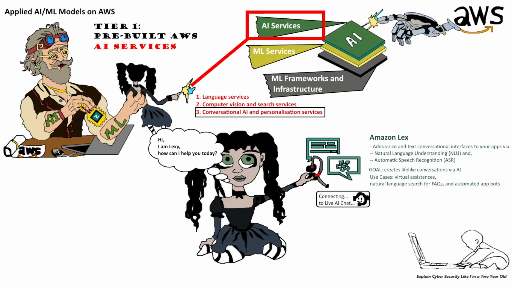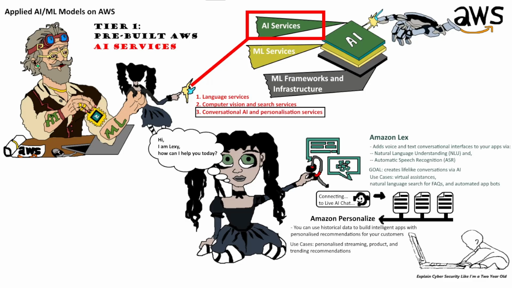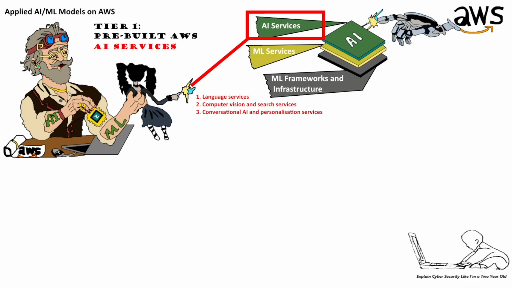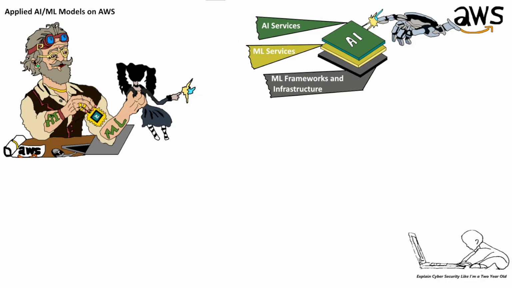And once these preferences are understood, you can use Amazon Personalize, which can use the historic data to build intelligent apps with personalized recommendations for your customers, such as personalized streaming, product, and trending recommendations. And that covers all three categories of the Tier 1 pre-built AWS AI services. So let's move on to Amazon AWS Tier 2 ML machine learning services.